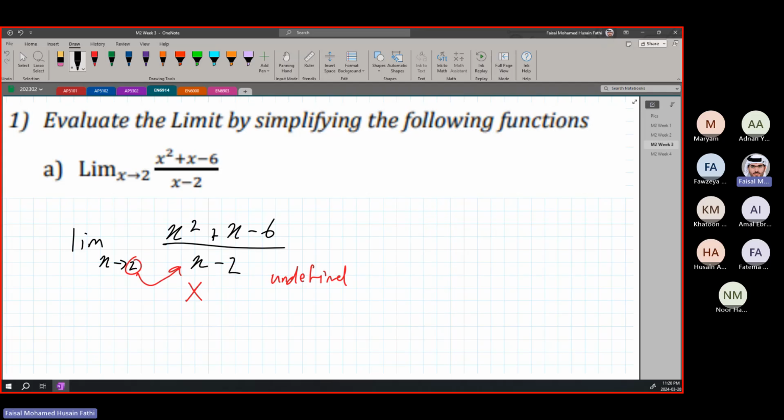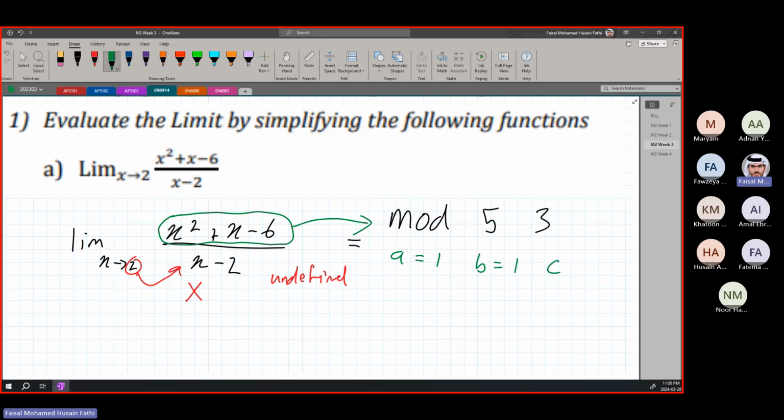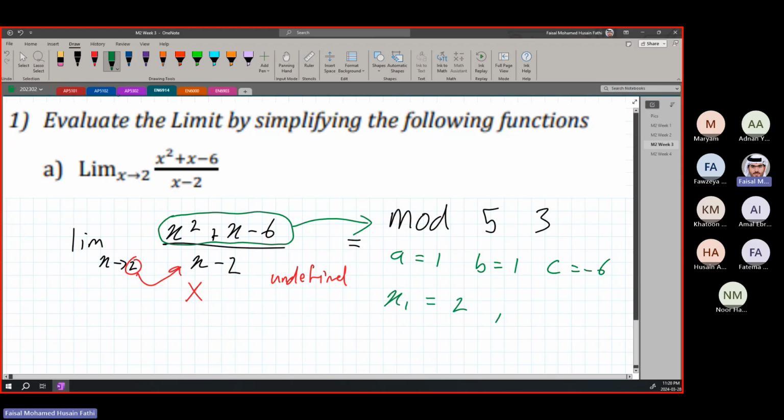Once again, the fastest way to do factorization is using MODE 5 3. You will use MODE 5 3 for anything that has a square in it, so you find it in factor form. So imagine MODE 5 3: for the first one, A equals 1, B equals 1 and C equals minus 6. Okay, so 1, 1, minus 6, you're going to get x1 is equal to 2 and x2 is equal to minus 3.